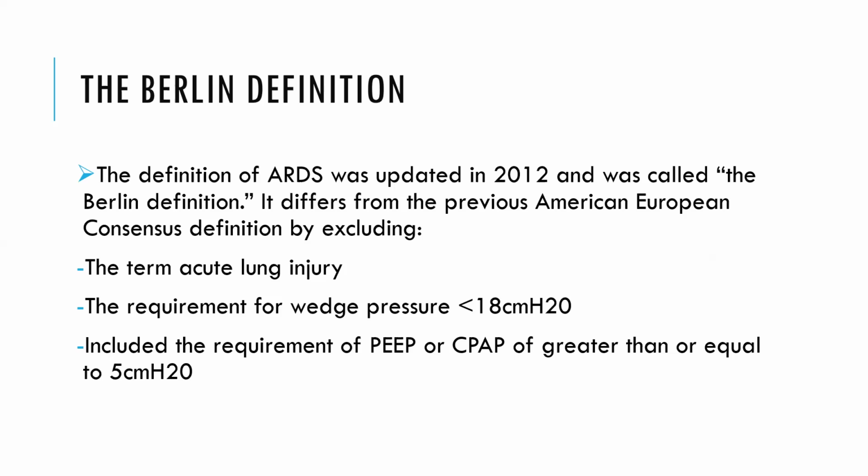All right, so there have been a lot of definitions over the years, but in 2012 the Berlin definition was adopted, which differs from the previous American-European consensus. Here, the Berlin definition excluded the term acute lung injury and included the need to have the pulmonary capillary wedge pressure, which should be less than 18 centimeters of water in case of ARDS. In cardiogenic pulmonary edema, your PCWP should be more than 18 centimeters of water.